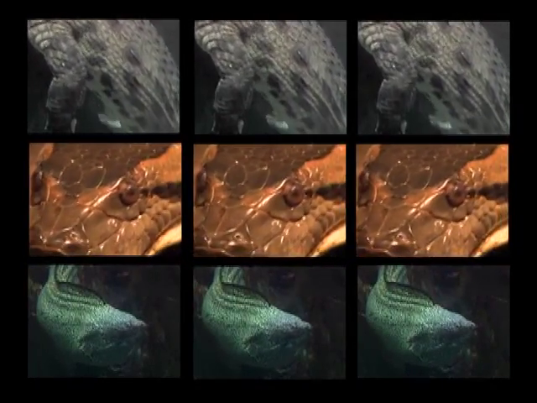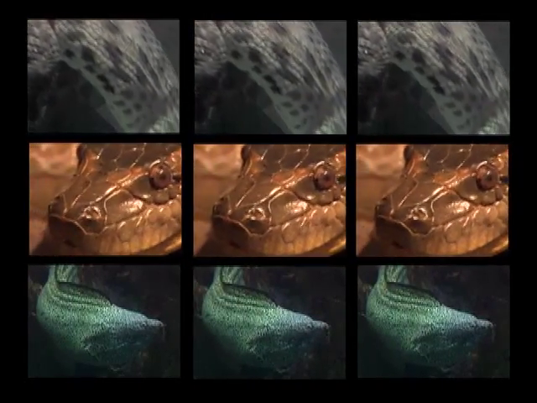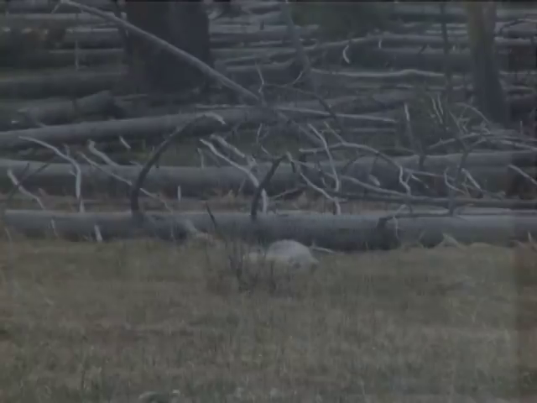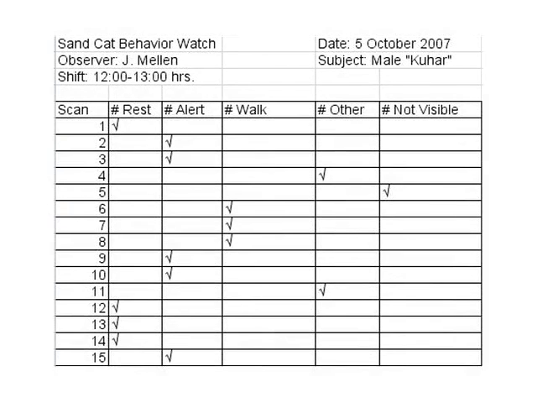Conducting some preliminary observations with various time intervals will give you a good sense of how long the interval should be. You can also refer to the scientific literature to see what interval other researchers have used. Here is a sample of data from a scan sampling study with only one focal animal. You can see that at each interval or scan, only one behavior is checked off for the animal.